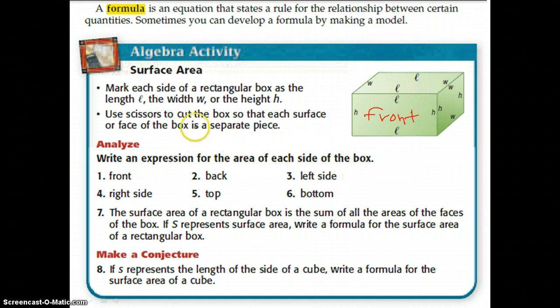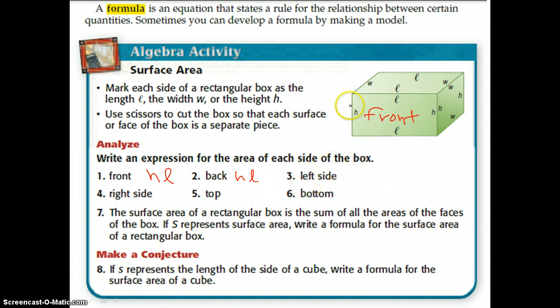Okay, so if that's the front of the box, then how do we find the area of this front? Well, in this case we have the height and the length. So for our expression, we're going to multiply the height and the length, and we're going to use a cursive L for length so it doesn't look like a number 1. Alright, so if we have a front, we also have the back, and that is also going to be the height times the length.